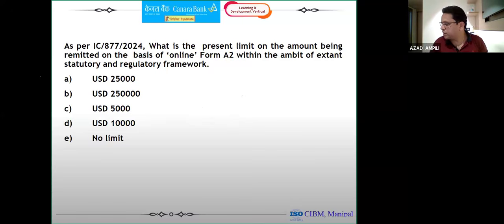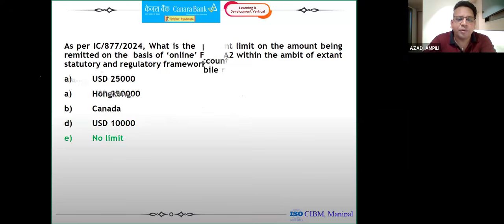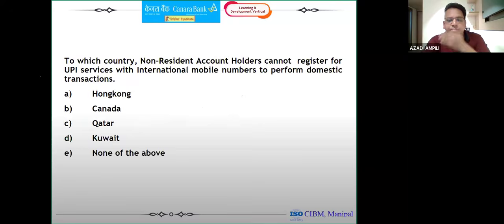We are midway through the session. Yes. No limit. Very good. No limit is the answer. Next question. To which country can a non-resident account not register for UPI services with international mobile numbers to perform domestic transactions?